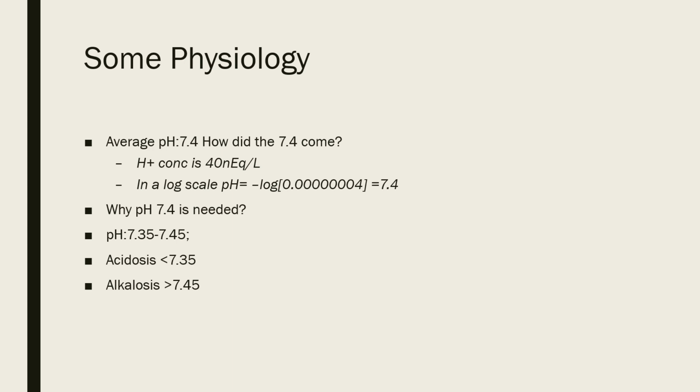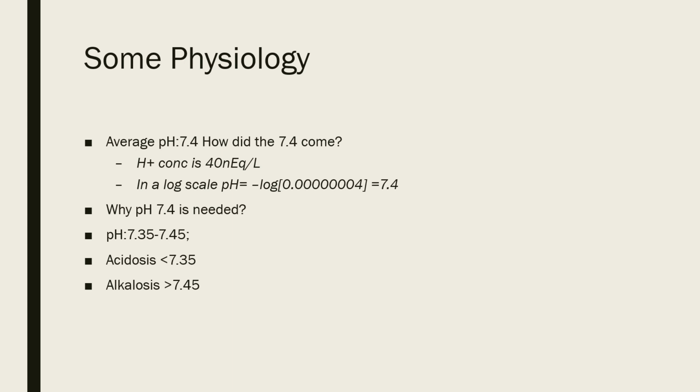Let us discuss some physiology so that we have a good understanding of the concepts in renal tubular acidosis. This pH 7.4. Now where did this 7.4 come from? The hydrogen concentration in our blood is 40 nanoequivalents per liter. Instead of putting so many zeros after a dot, what they have tried to do is convert it into a logarithmic scale. pH is the log form of concentration of hydrogen ion.